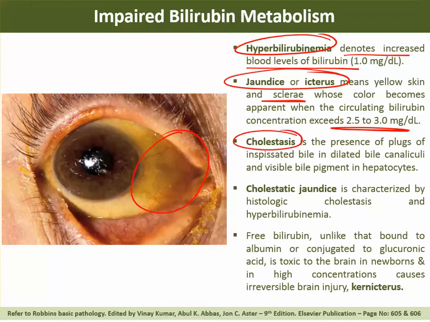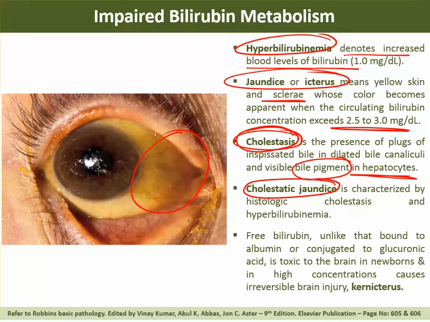Cholestasis means if there is obstruction in the bile duct, intrahepatic or extrahepatic, the bile is stored in the canaliculi and stays for a longer period. That is called cholestasis. Stasis means staying, and chole means bile, so the bile stays in the canaliculi, and you can see bile pigment in the hepatocytes. If the jaundice comes due to the obstruction, it is called cholestatic jaundice.